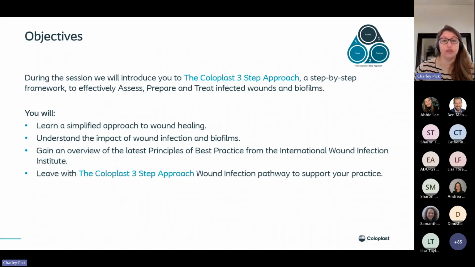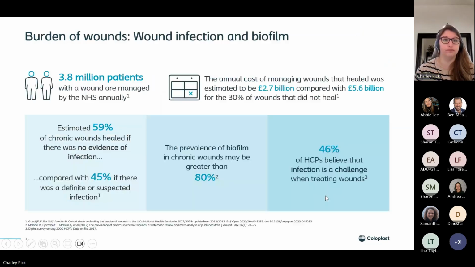You should understand the impact of wound infection and biofilms, because we know that wound infection can be difficult to treat sometimes. You're going to gain an overview of the latest principles of best practice from the International Wound Infection Institute. And then at the end, you will leave with the Coloplast three-step approach wound infection pathway to support your practice. Now, you will be getting a certificate emailed out to you once the webinar is completed, and that will also have the Coloplast three-step approach wound infection pathway as well.